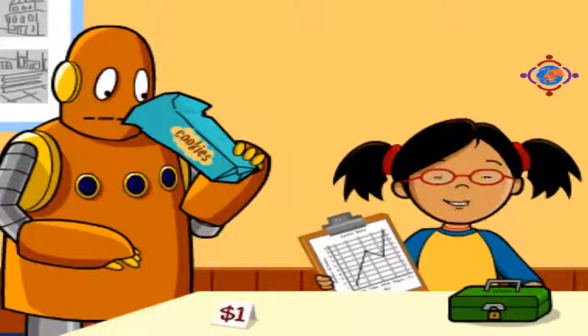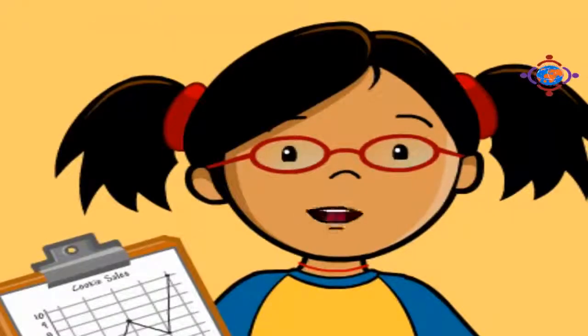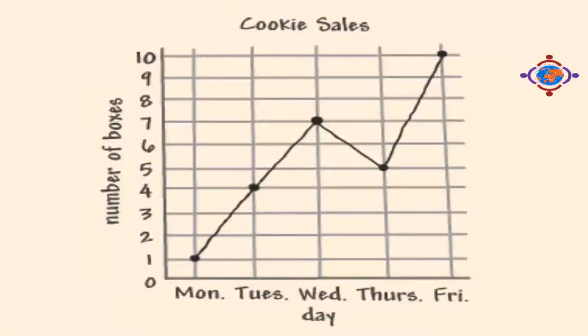Graphs help us answer questions about data. How many boxes did I sell on Wednesday? To read a line graph, look at where the point lines up along the x-axis and y-axis. Look for the day of the week on the x-axis. Go up to the point and see where it lines up along the y-axis. I sold 7 boxes on Wednesday.